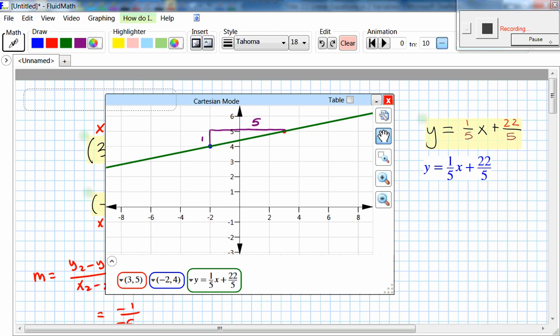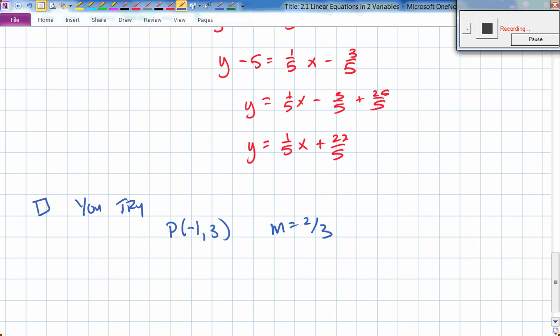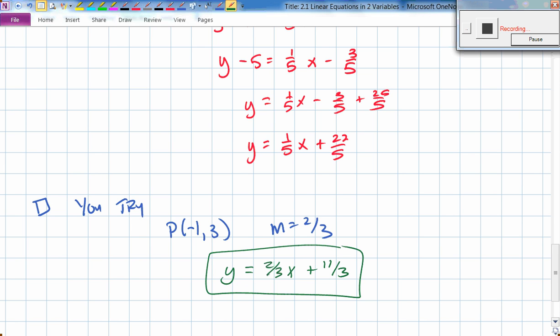Write the equation of a line in slope-intercept form that passes through the point -1, 3 and has a slope of 2. Okay, raise your hand. You got y equals 2/3 x plus 11/3. Is that true? Yeah, very good. Feeling good about that?